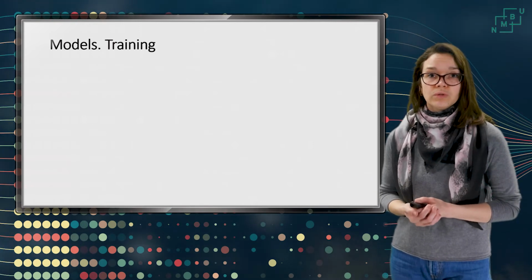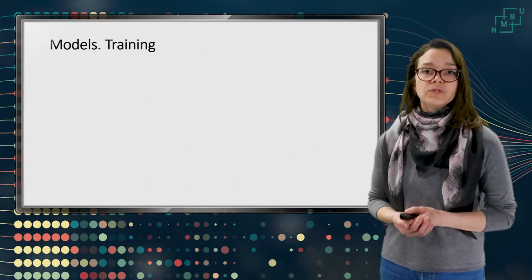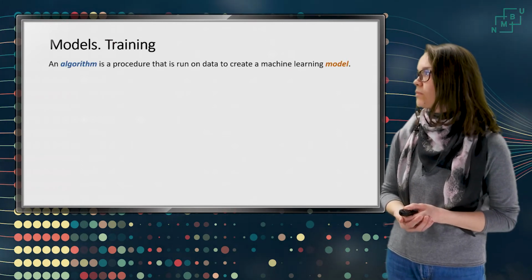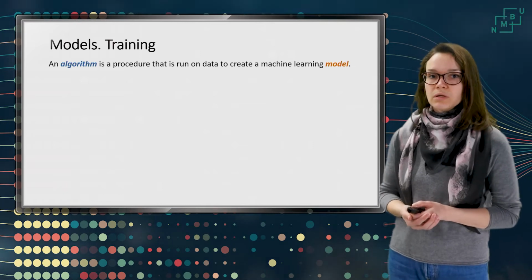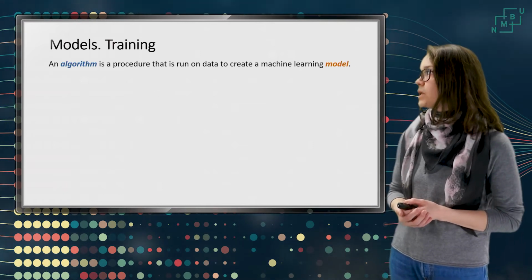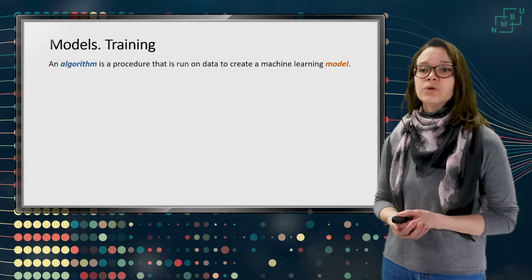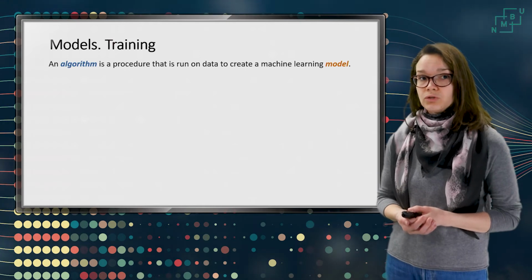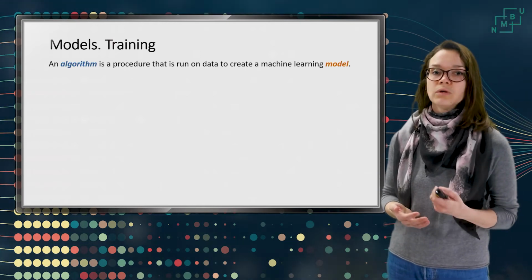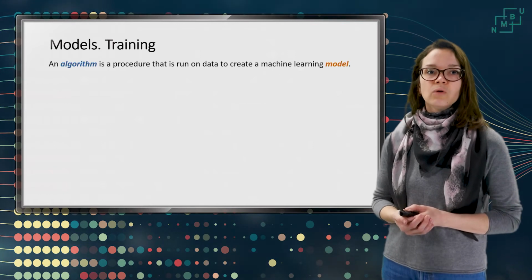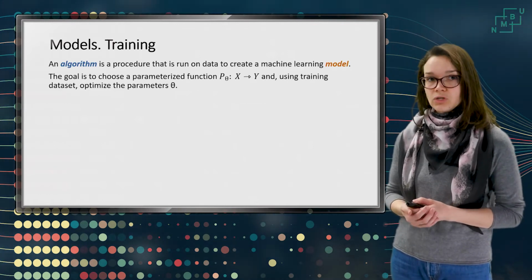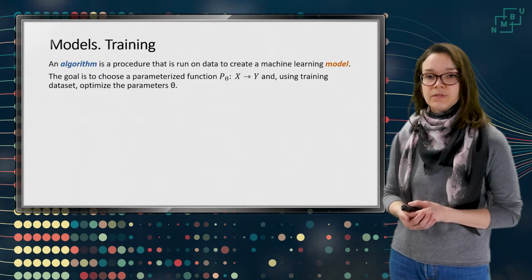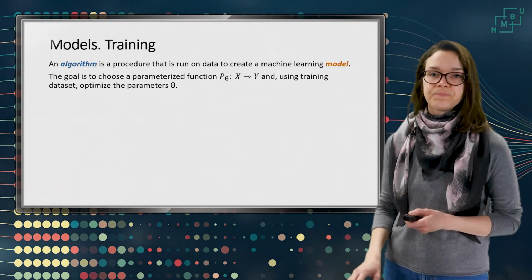Let us talk about models. What is a model? First, we need to differentiate between terms like algorithm and model. An algorithm in machine learning is a procedure that is run on data to create a machine learning model. Machine learning algorithms perform pattern recognition. Algorithms learn from data or are fit on a dataset. The goal is to choose a parameterized function p of theta and, using a training dataset, optimize the parameters theta.